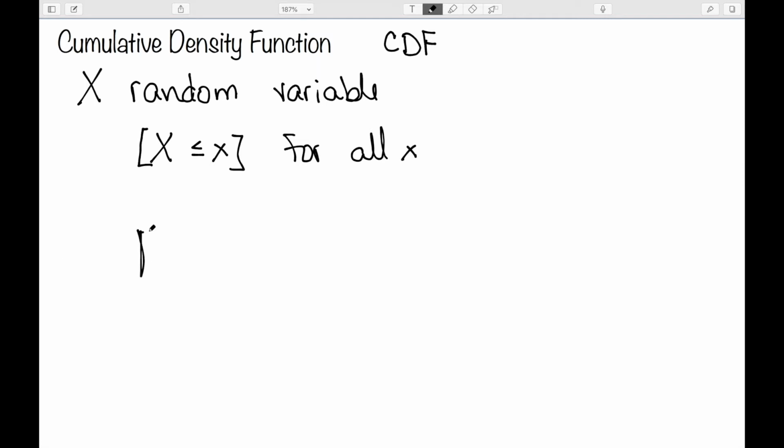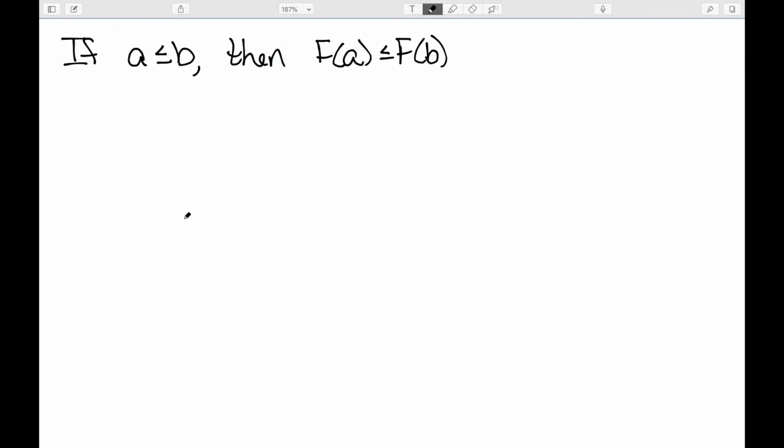It's typically denoted by a capital F and is the probability that capital X is less than or equal to little x. So I'm going to discuss some basic properties of this function, and then I'll do several examples of cumulative density functions. The first thing, if A is less than or equal to B, then capital F of A is less than or equal to capital F of B.